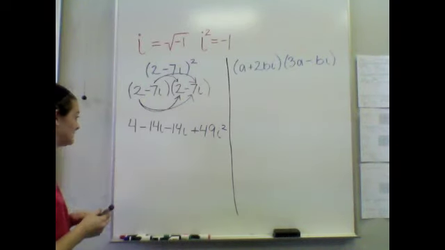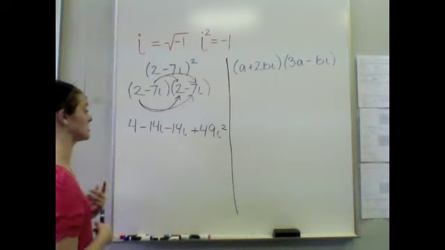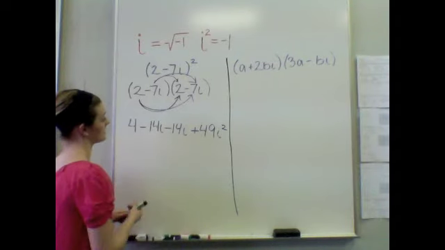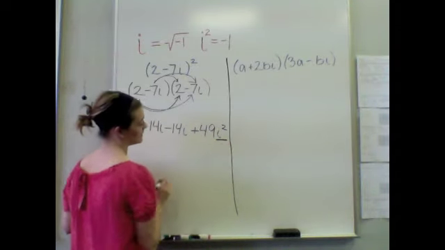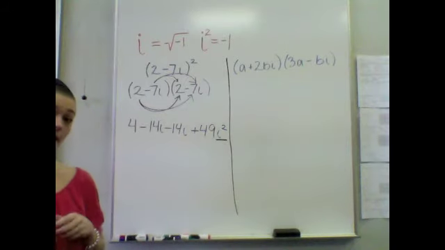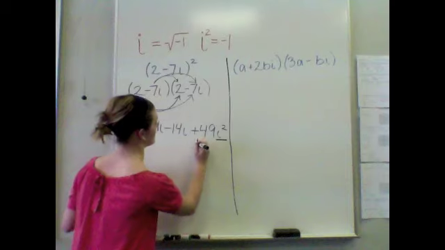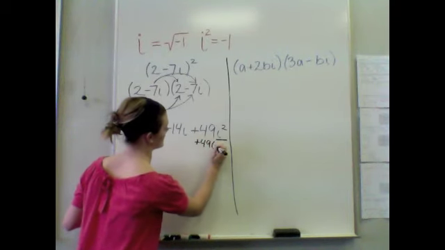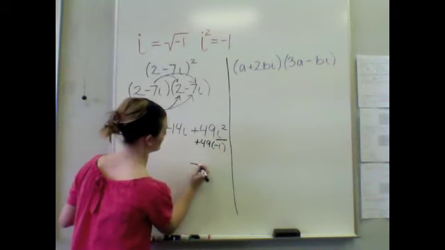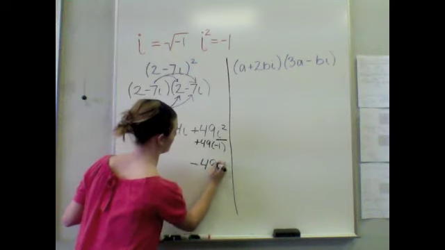Alright, I'm not done yet. I have to combine my like terms, but I also have to go a step further. When multiplying complex numbers, I have to remember that i squared is equal to negative 1. So this is really 49 times negative 1, which will create my expression to have a minus 49.